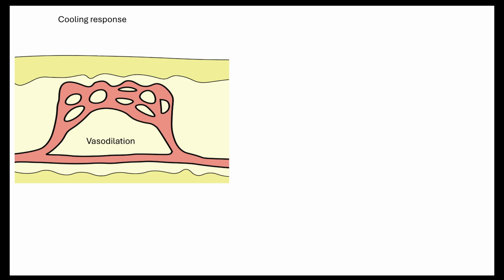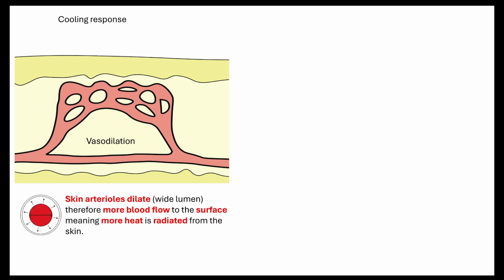So there's two ways in which you can respond. One of those ways is known as the cooling response. So the cooling response is what's known as vasodilation, where your skin arterioles are going to dilate. Now, when they dilate, that means that the lumen is going to widen. More blood is going to flow to the surface, meaning more heat is going to be radiated from the skin. Now, remember, if you've got vasodilation, this may appear as redness in the skin of the organism.